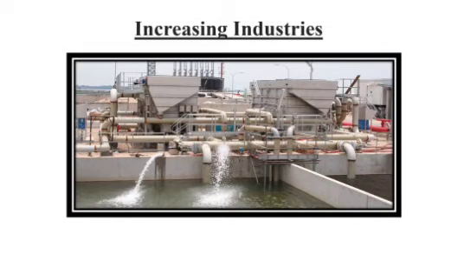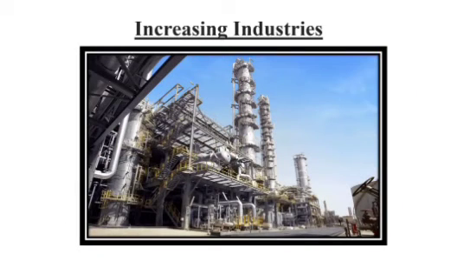Increasing industries. Water is used by all the industries. Almost everything that we use needs water somewhere in its production process. The number of industries is increasing continuously. Water used by most of the industries is drawn from the ground. This results in the depletion of water table.